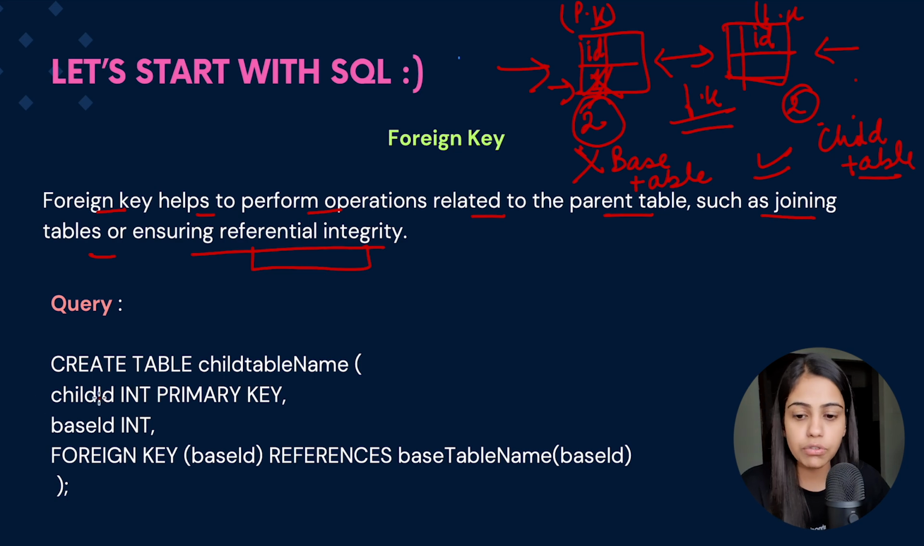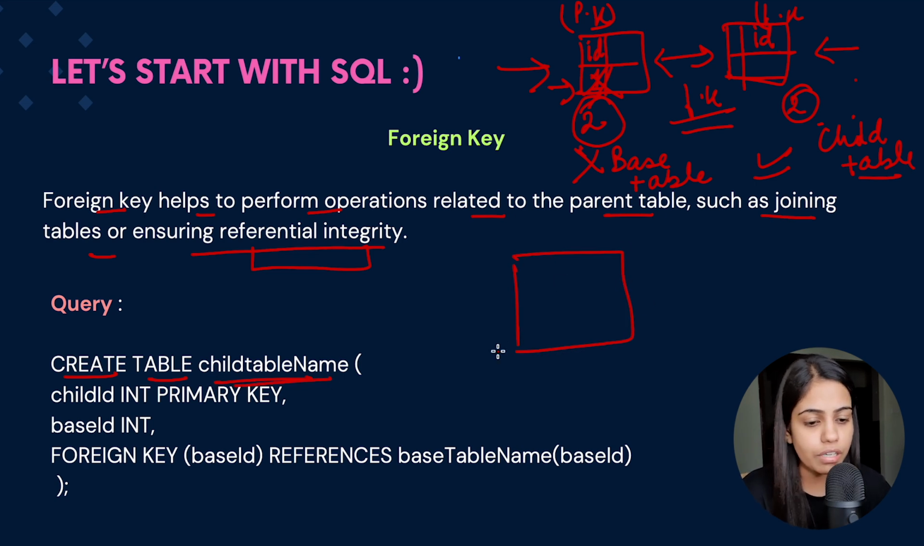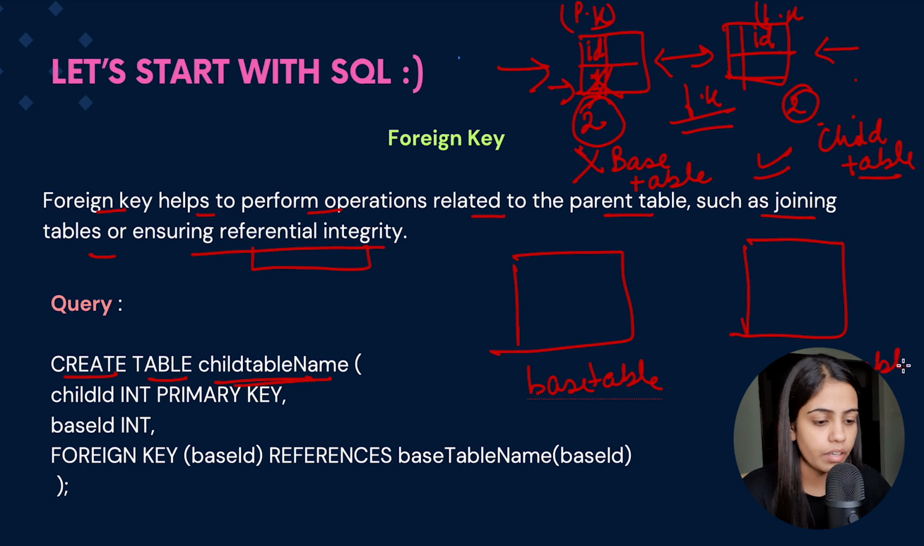Now the query to make any column or attribute a foreign key: we give create table and then we give the table name. So consider that there are two tables. The first table we call the base table and the second table we call the child table. Now this table is already existing and this table we are making new.